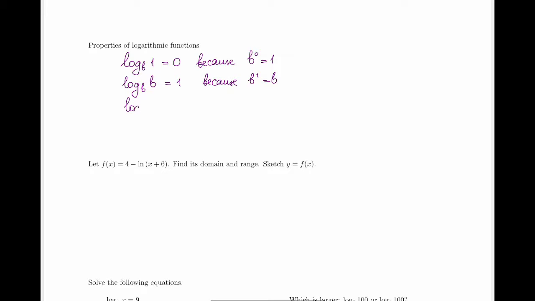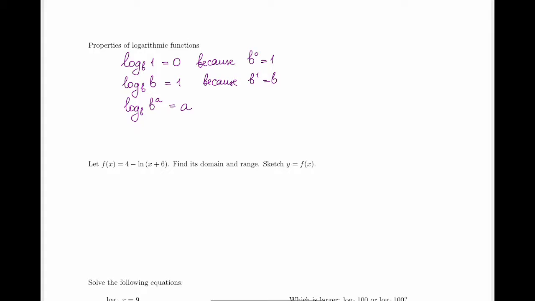Another useful one is the fact that logarithm base b of b to some power a. So now let's think about this one. What power did I have to raise b to get b to power a? Well, clearly I had to raise it to power a.